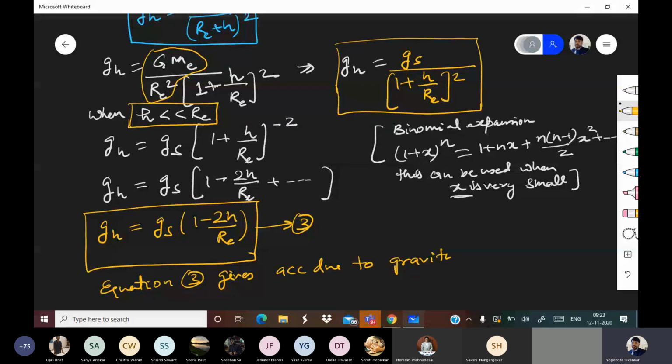So the other terms are not considered because those terms will be negligible. Okay, sir. Understood? Yes, sir.